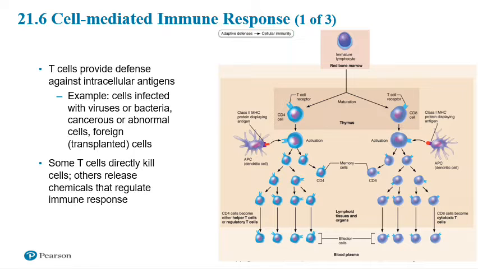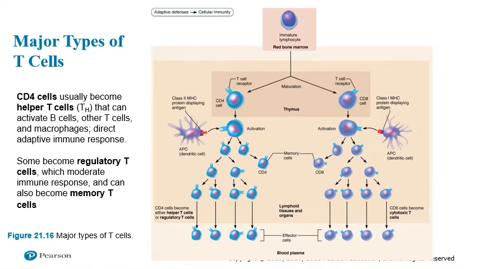So T cells provide defense against intracellular antigens. Examples of these antigens will be cells infected with viruses or bacteria, cancers or abnormal cells, foreign cells such as transplanted cells. Some T cells directly kill. Others would not kill, but they will release chemicals that regulate the immune response. Cells that directly kill are the killer T cells, and the regulator ones will be your regulator T cells and your helper T cells.